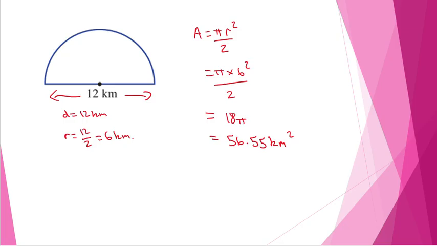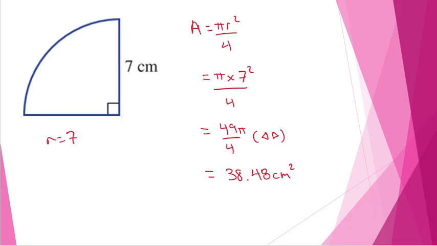Right, so these are the solutions for the activities. So for the half circle, you should end up with 56.55 kilometers squared. And for the quarter circle, you should end up with 38.48 centimeters squared.